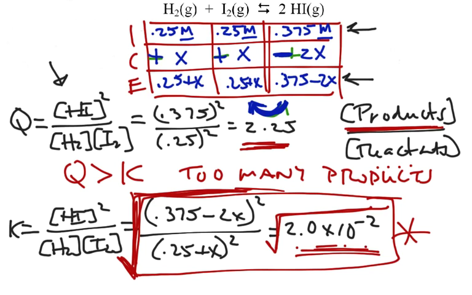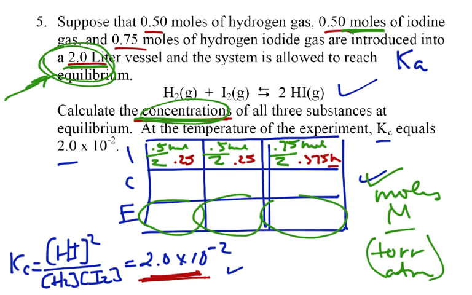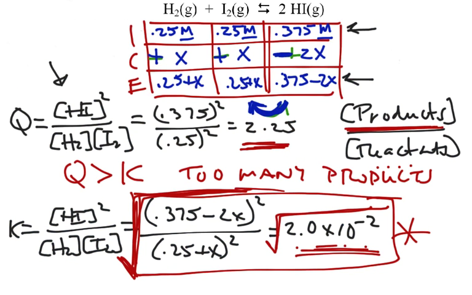Now I have one last thing to mention here, and that is the actual question says calculate the concentration of all three substances at equilibrium. Okay, so we want these three values down here, so we don't want to just solve for x. So we can solve for x, and once we get our value of x, we need to go back and substitute back into our expressions to get values. So it'll be 0.25 plus our answer, 0.25 plus our answer, 0.375 minus 2 times our answer before we actually get the answers we want.